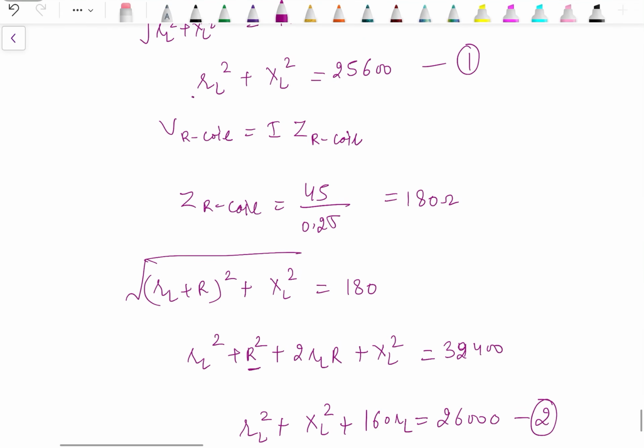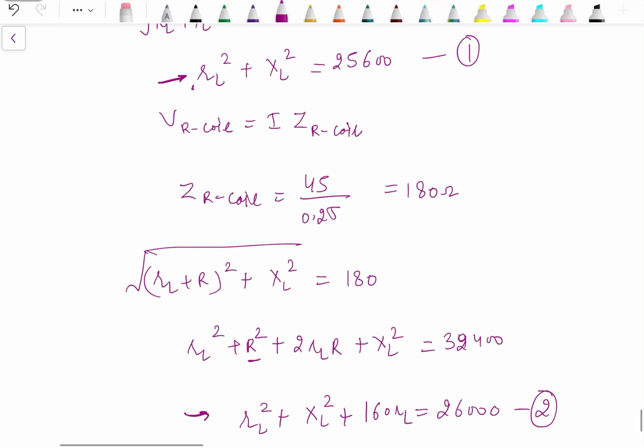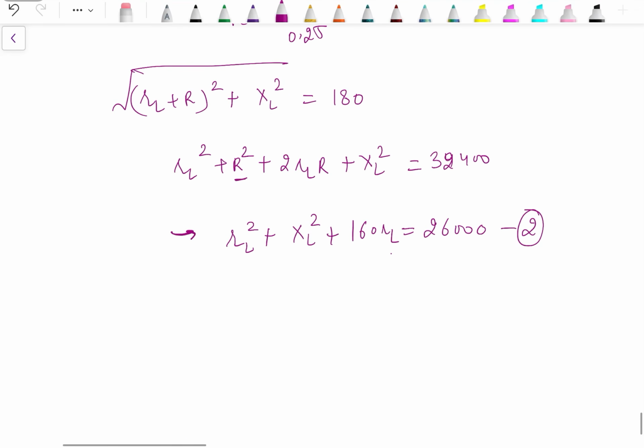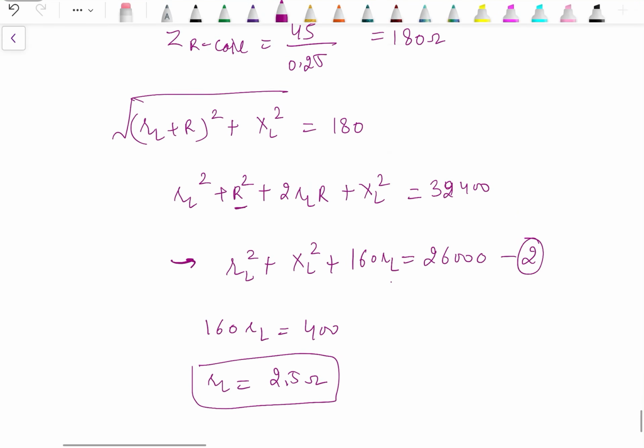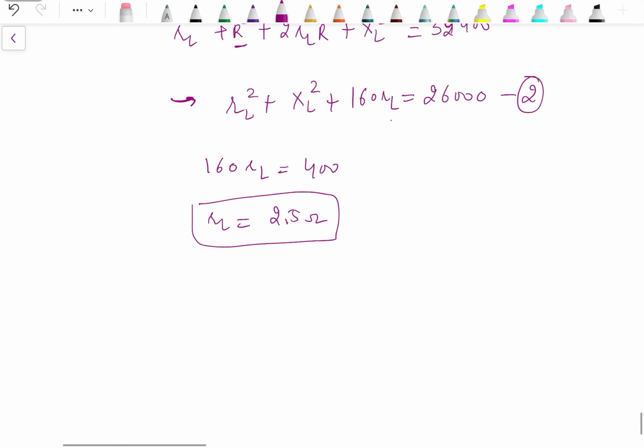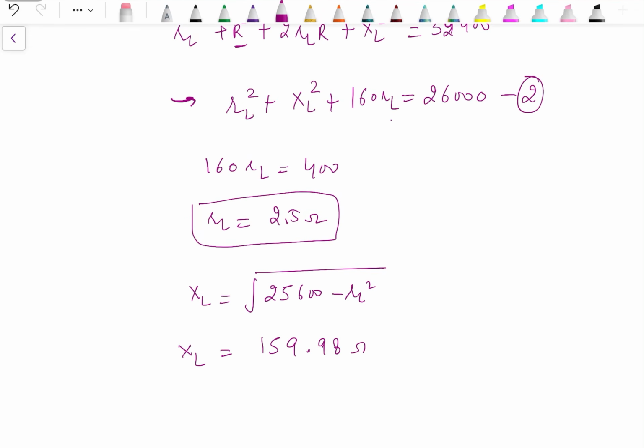So we have two equations and two unknowns. From these two equations, we can calculate the value of RL by subtracting the first equation from the second. So that will give us 160 RL is equal to 400, or RL is 2.5 ohm. So once we have the value of RL, then we can calculate the XL from here, that XL is equal to under root 25600 minus RL square, and answer for XL is 159.98 ohm.